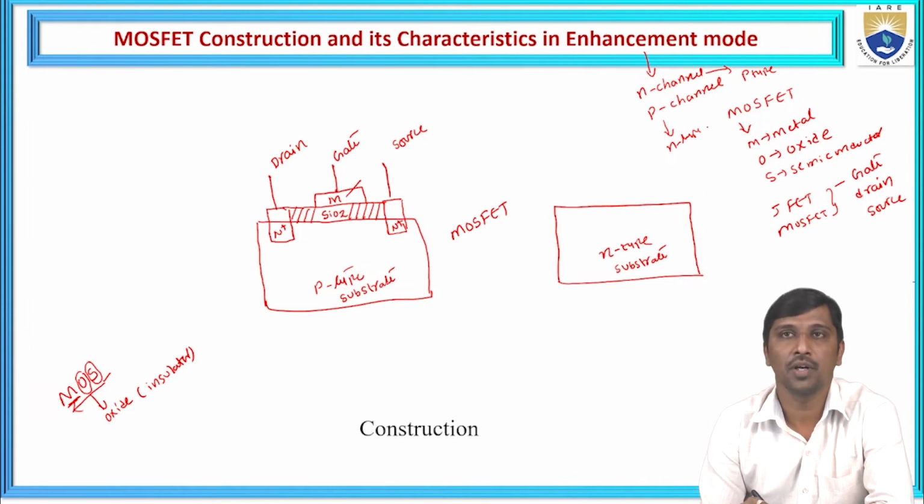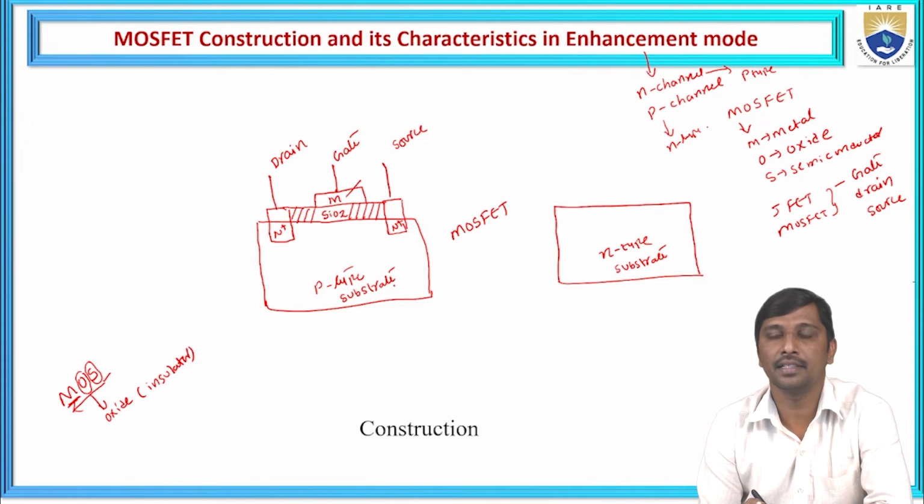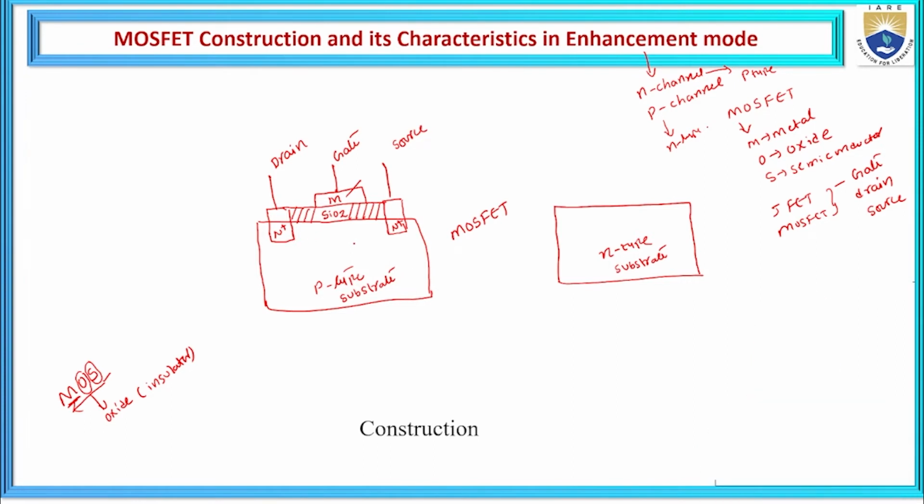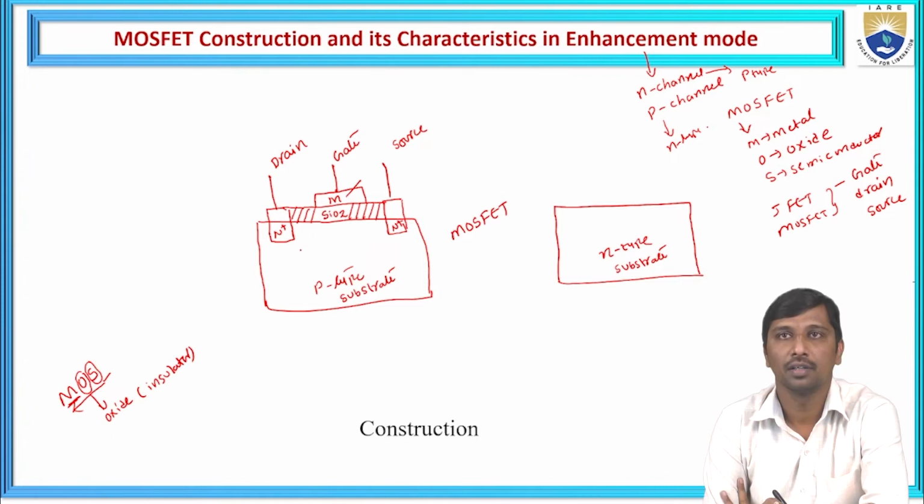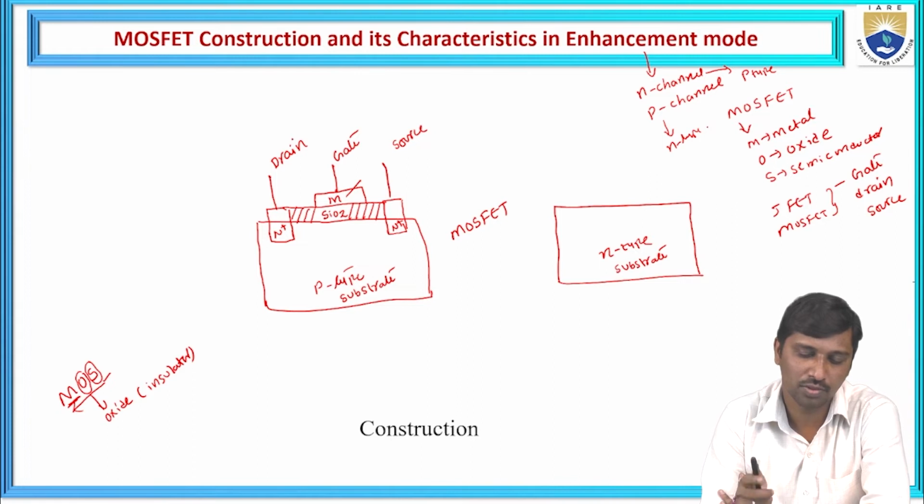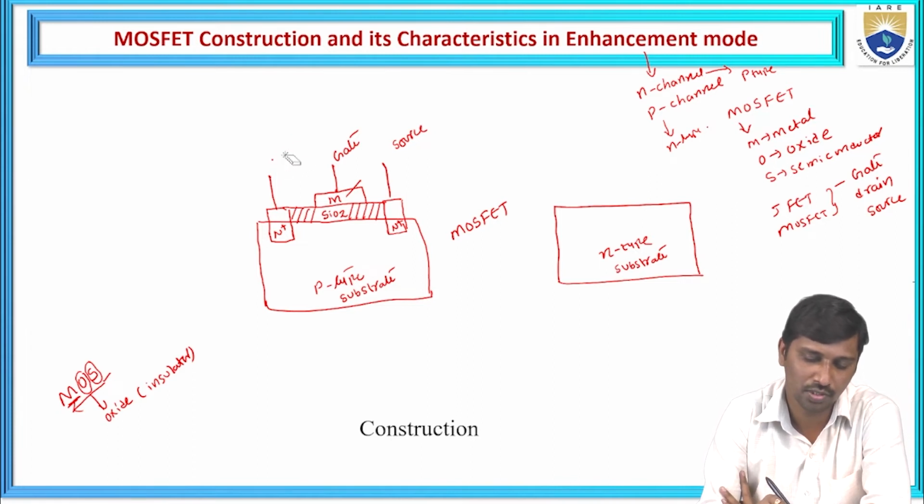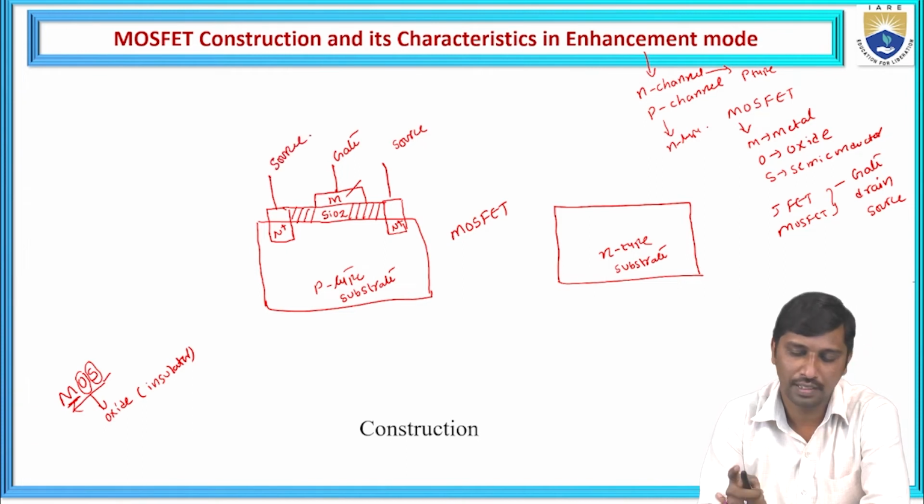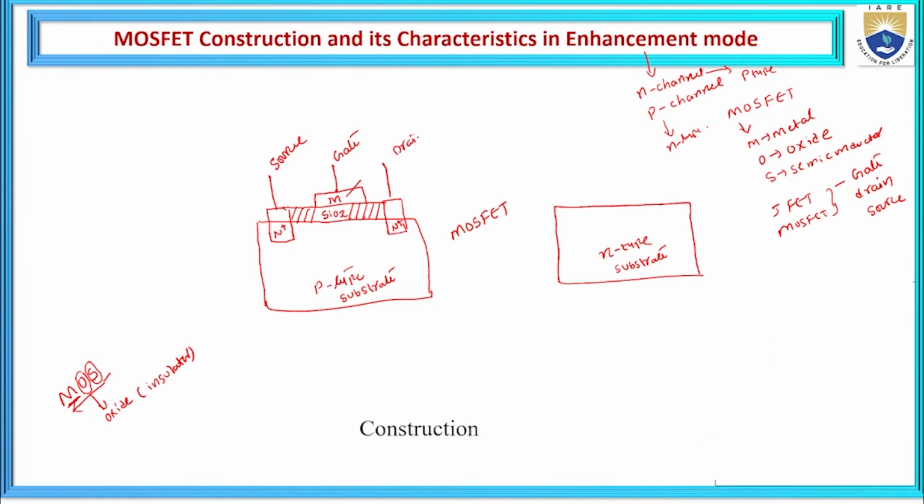And you remember one point: while constructing this enhancement MOSFET, there is no channel between source and the drain, or drain and source here. Are you clear? Otherwise, we can also represent this as the source, and then the other end should be represented as a drain. This is your choice, you can represent it either way, no problem.